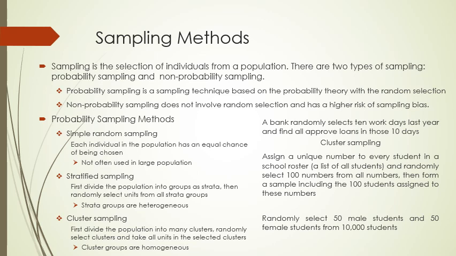Next, a school agent assigns a unique number to every student in a school roster and randomly selects 100 numbers from all numbers and forms a sample of 100 students assigned to those numbers. This is a simple random sampling method because all students have the equal chance of being chosen. In the third case, we randomly select 50 male students and 50 female students from a group of 10,000 students. Clearly, this is a stratified sampling using gender as the strata variable.